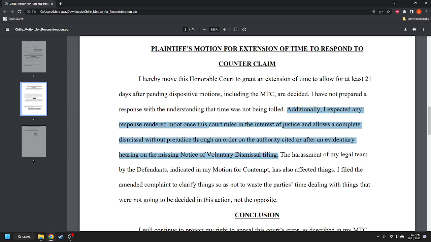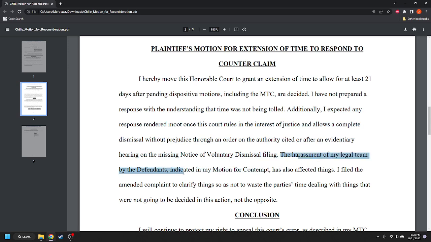That's what you expected, huh? You expected a response to be rendered moot. Okay. The harassment of my legal team by the defendants indicated in my motion for contempt has also affected things. Well, how has it affected things?